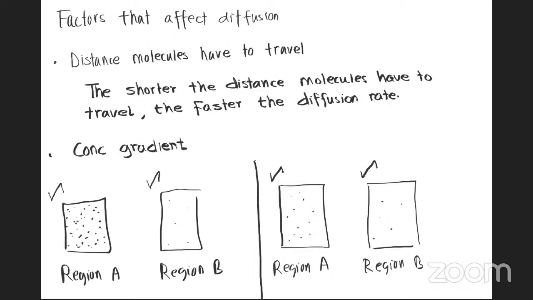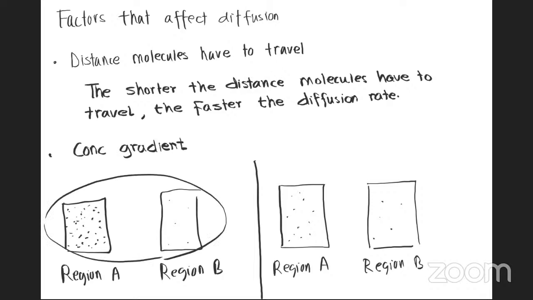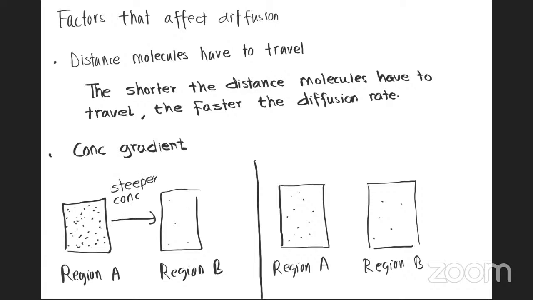The difference in the concentration from here to here is more than the difference in the concentration from here to here. So we see that there is a steeper concentration gradient here, and a less steep concentration gradient there.